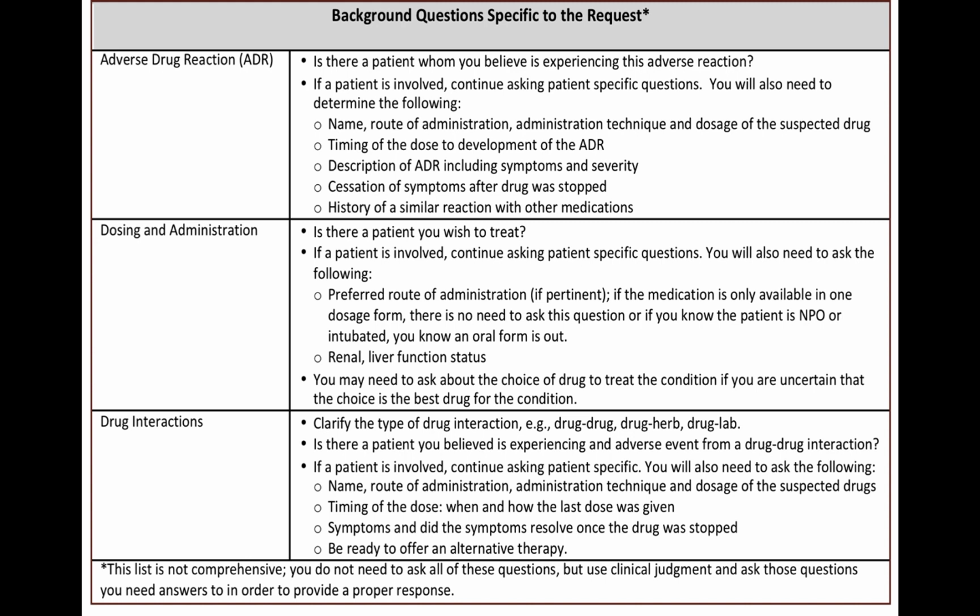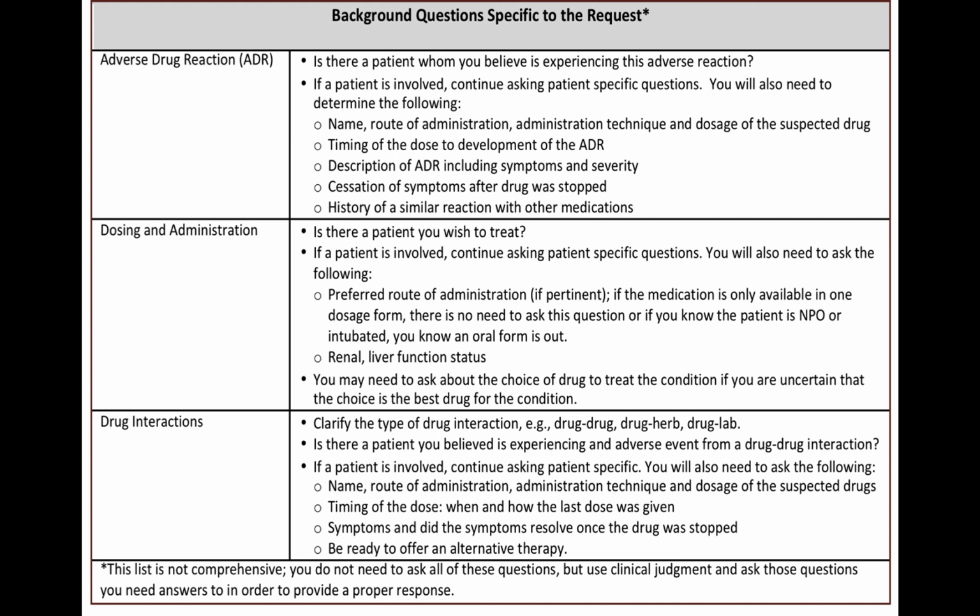You may get a question about dosing and administration, and again, you need to find out if there's a patient involved. So is there a patient that the physician wishes to treat? And if there is a patient, you need to find out the preferred route of administration. If this is pertinent, if the drug only comes in one route, you don't need to ask this question. If the patient is NPO or intubated, you don't need to ask if the physician wants an oral form. You may need to know renal and liver function status and other pertinent lab values. You may also need to ask about the choice of drug to treat the condition if you are uncertain that that is the best choice of drug for the condition.